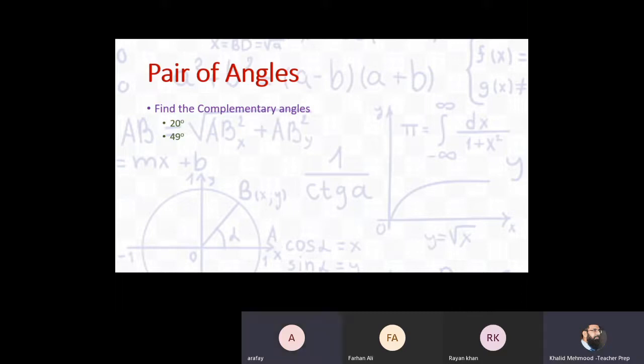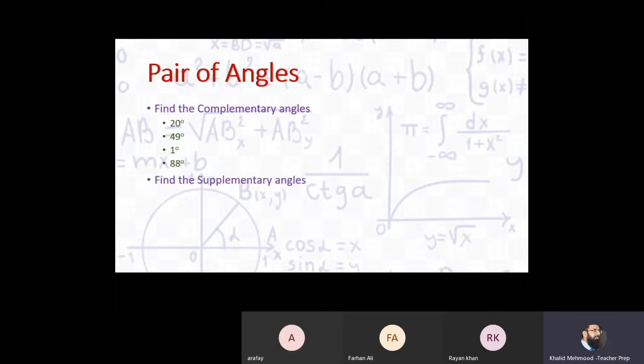Now, 49 degree is okay. 1 degree is, sir, complementary angle. 89. Good. All of you are right. So what about 88 degree? 2. Yes, 2 degree is right, because 2 plus 88 is 90 degrees, so this is a complementary angle.